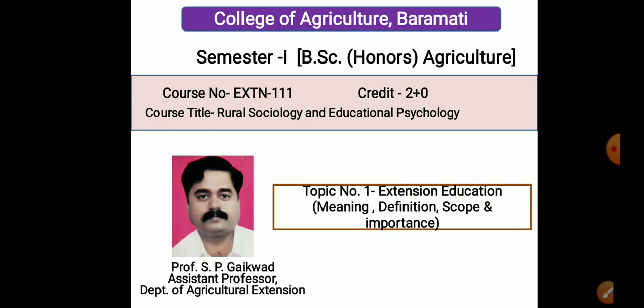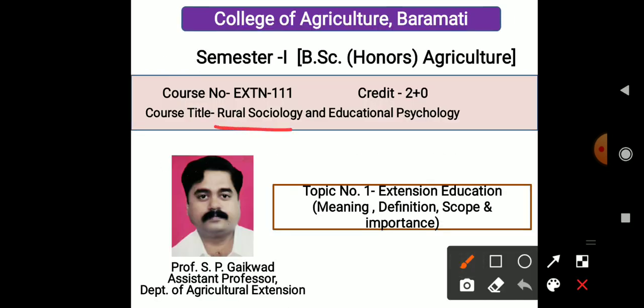Now, in the Extension Department, for the first semester, there is a first course that is Extension 111, which is offered to you in the fifth semester. The course title of this course is Rural Sociology and Educational Psychology. If you see in this course, there are two concepts you need to study in detail: the first one is rural sociology and the second one is educational psychology. The credit offered to this course is 2 plus 0.